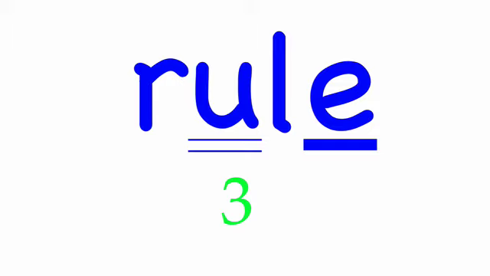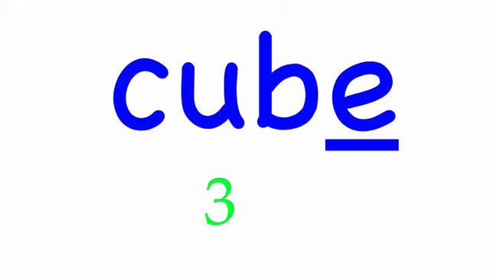Cube. Cube. My ice cube did melt. Cube. 4 sounds. K. Second and third sounds, U, B. Cube. U is representing its primary or first long sound in this word, so we don't put any lines under the U.